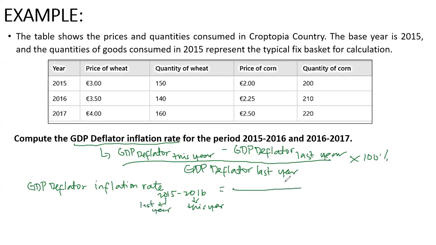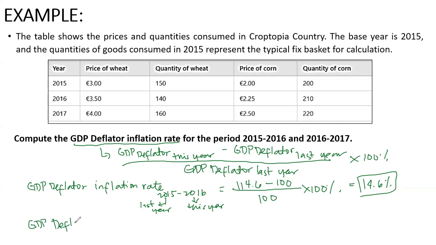So take note that our GDP deflator in 2016 is 114.6 minus 100, divided by 100 times 100%. So we have here 14.6 percent. So that is our GDP inflation rate, rather, for 2015 to 2016.